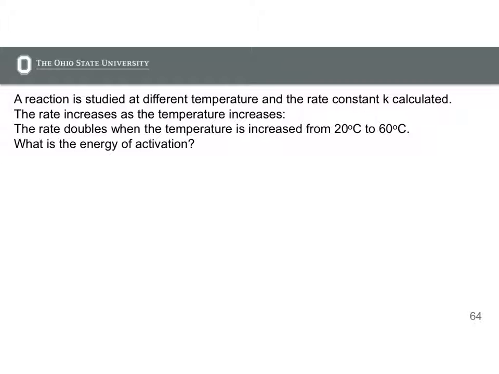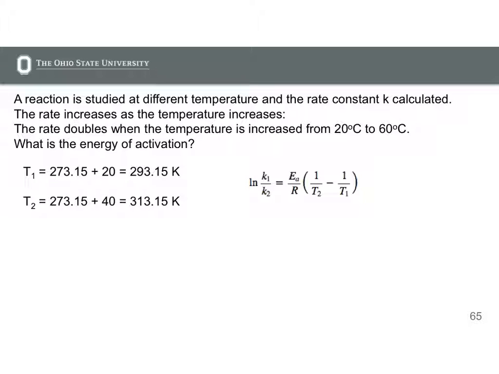Okay, so we're going to work on a 2-point Arrhenius equation problem. I'm going to go ahead and show you the Arrhenius equation and our temperature. A reaction is studied at different temperatures and the rate constant K is calculated. The rate increases as the temperature increases, as we would expect. It says that the rate doubles when the temperature is increased from 20 degrees Celsius to 60 degrees Celsius. And I want to know what is the energy of activation.